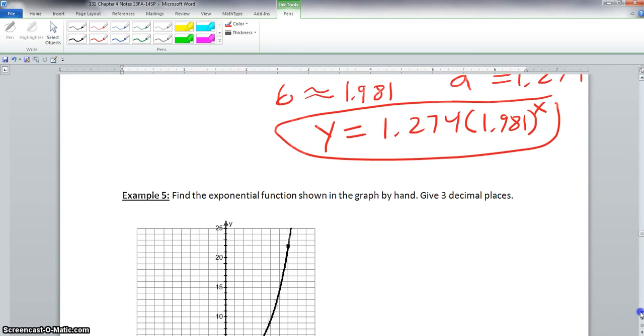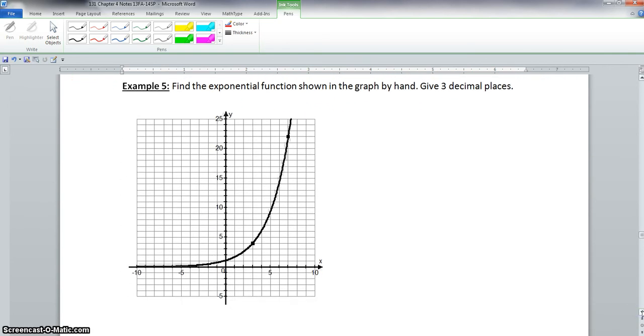Now we scroll down here to example 5. It says find the exponential function shown in the graph by hand. Give 3 decimal places. Now if we look here, we just need to find 2 points, and we could do what we just did in example 4, because we already know that this is an exponential function. Now if we look here at this point here, this is actually (7, 22). Now we look at this next point down here. We have (3, 4).